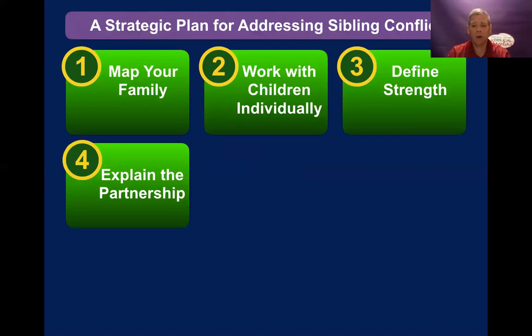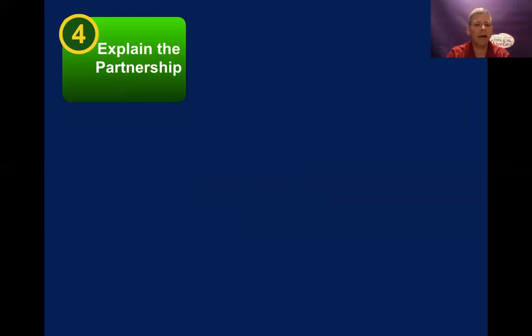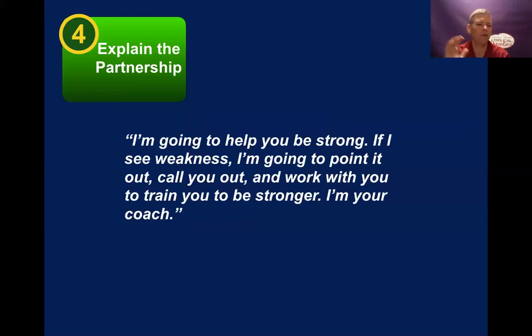The next step in our plan then is to explain the partnership, because that's what it is. The parents are going to partner with each child independently. And parents are going to point out when they see a weakness. They're going to come alongside that child and say, hey, you've got a problem here. We need to work on this. And so you want to explain this partnership to a child. I would explain the partnership using these kinds of words.